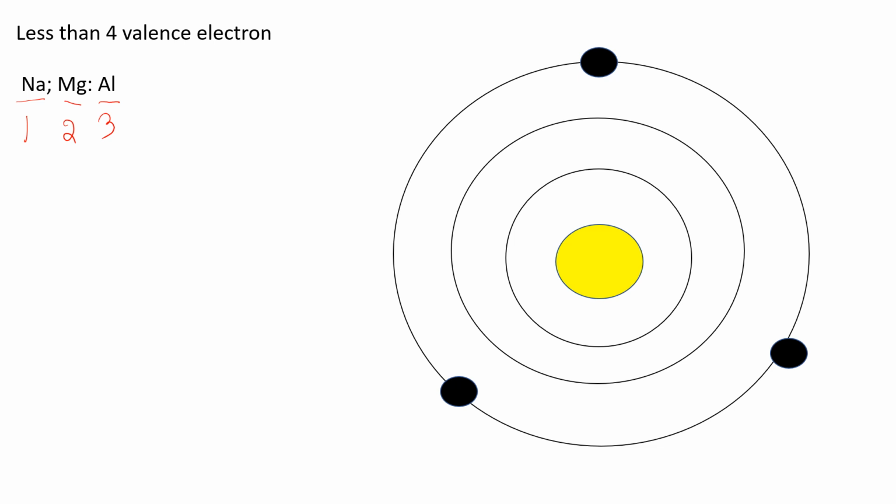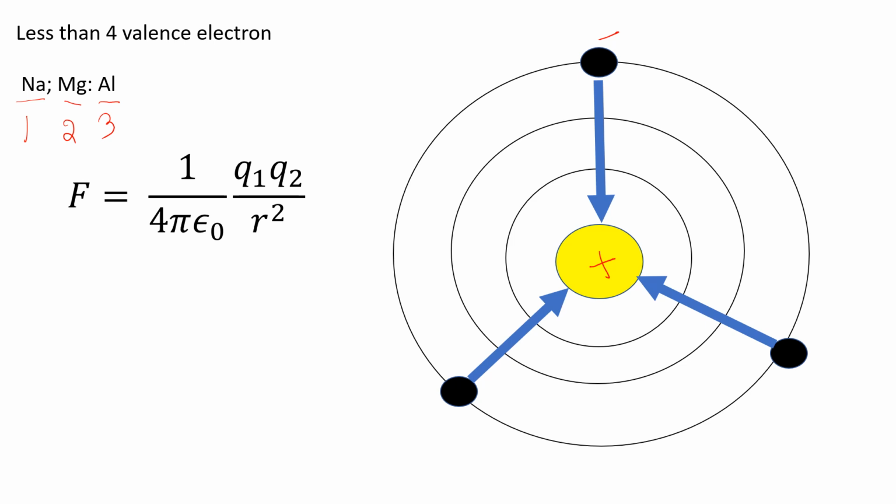For example, let us consider an atom with 3 valence electrons. Due to the electron being negatively charged and the nucleus being positively charged, there is an electrostatic force of attraction between them, which is given by 1 by 4 pi epsilon naught q1 q2 by r square, where r is the distance between them.